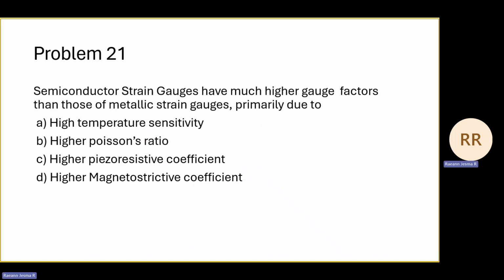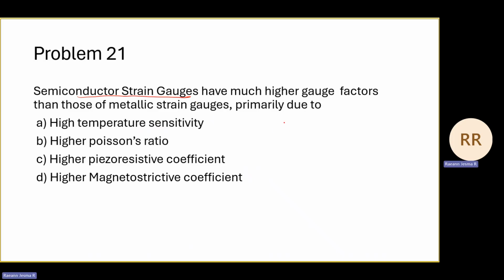Problem 21. Semiconductor strain gauges have much higher gauge factor than those of metallic strain gauges, primarily due to: option A, high temperature sensitivity; option B, higher Poisson's ratio; option C, higher piezoresistive effect coefficient; option D, higher magnetostrictive coefficient. So, which is the correct answer? We already saw in the previous slide that semiconductor strain gauges have a higher gauge factor. And what is the reason?